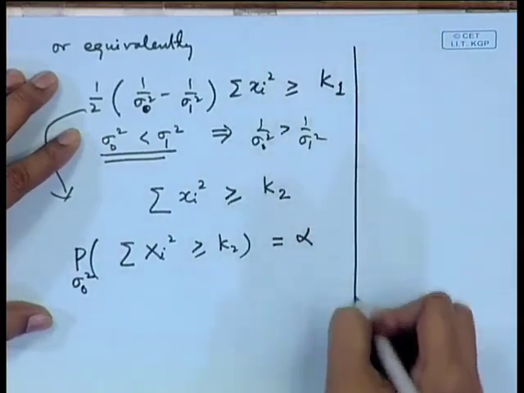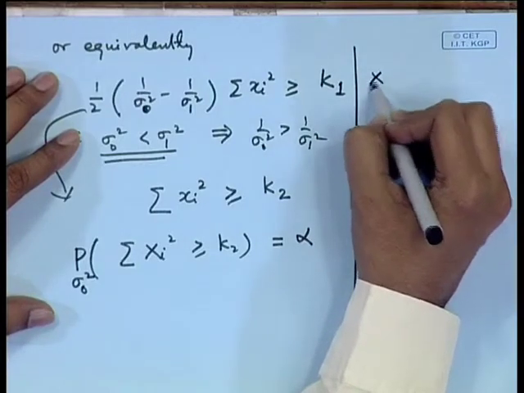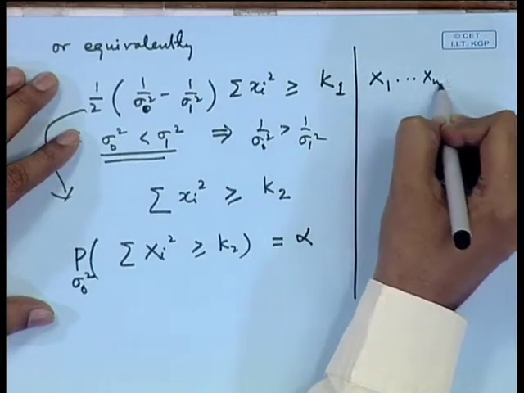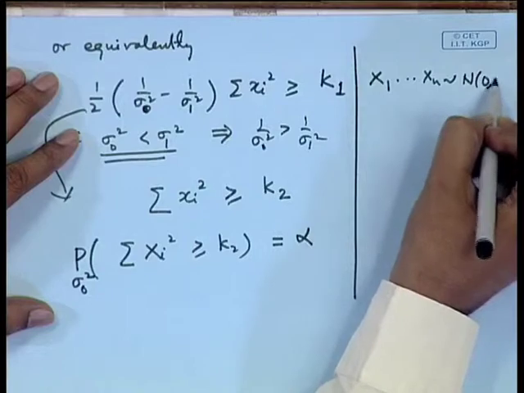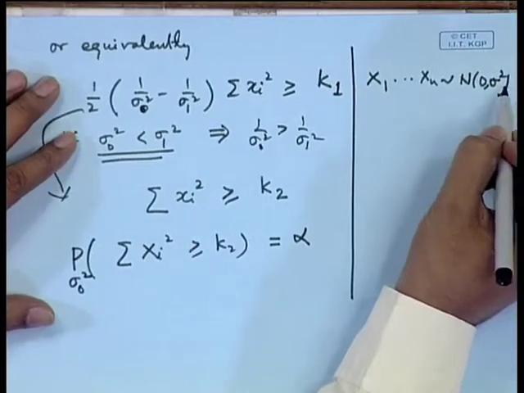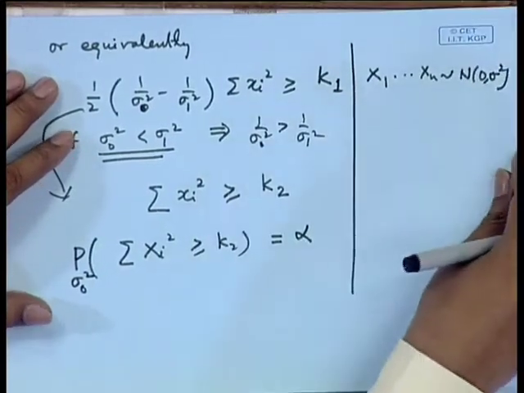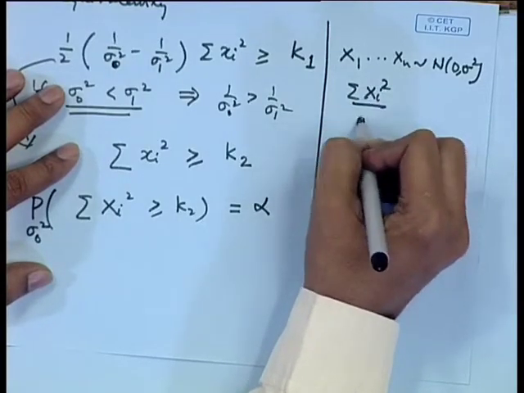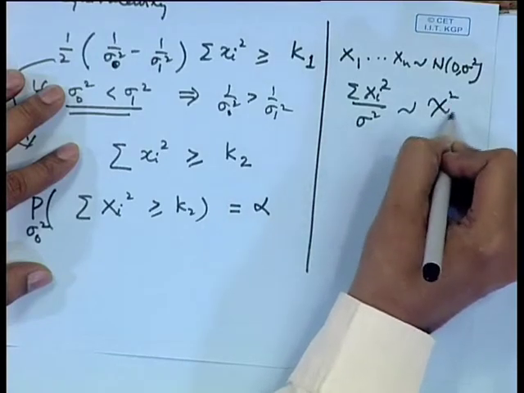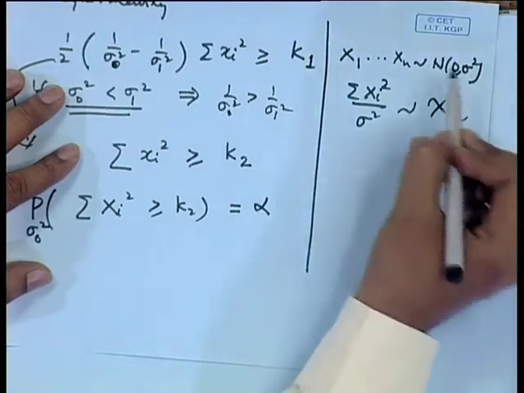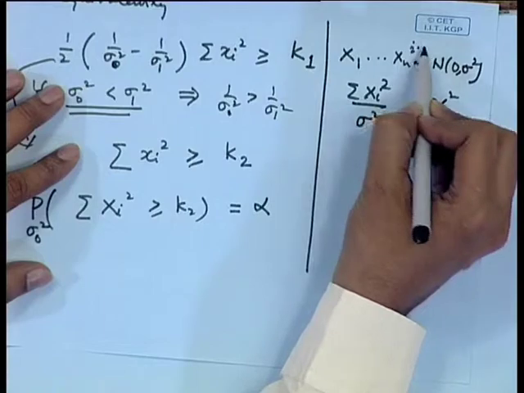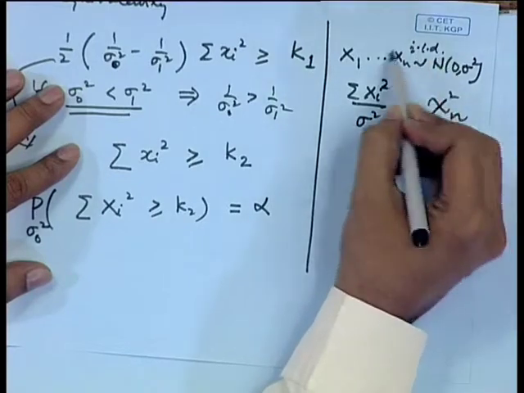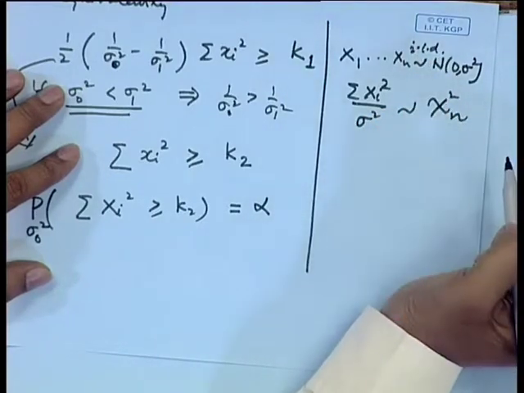So, we look at our statement here: X1, X2, ..., Xn follow Normal(0, sigma square). Therefore, if we consider sigma Xi square by sigma square, that will follow a chi square distribution on n degrees of freedom, because we are considering this to be a random sample.